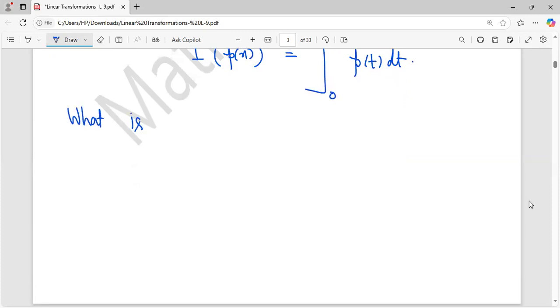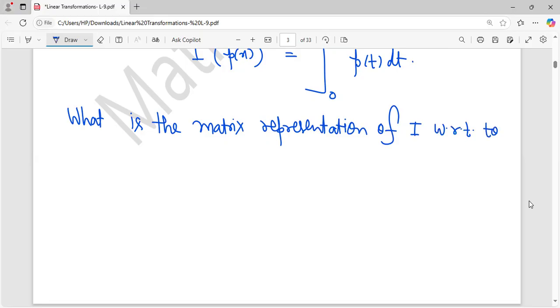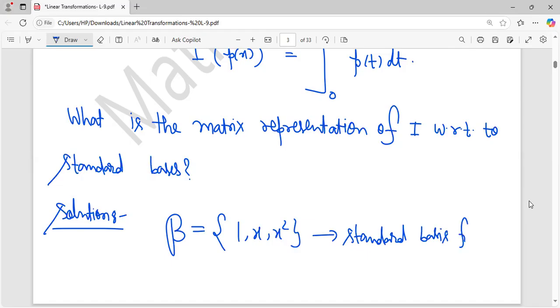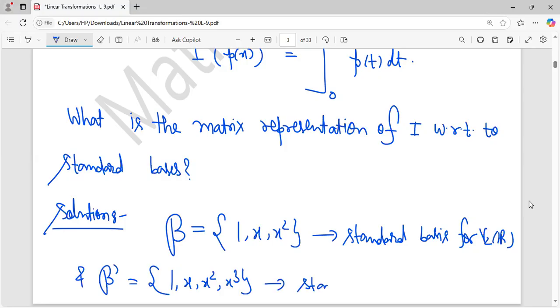What is the matrix representation of I with respect to the standard bases? So the standard basis of V2R is 1, x, x square, and V dash is the standard basis of V3R.